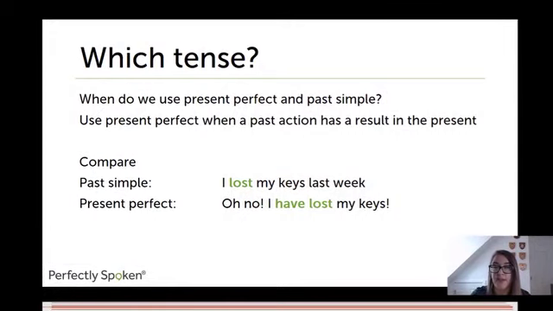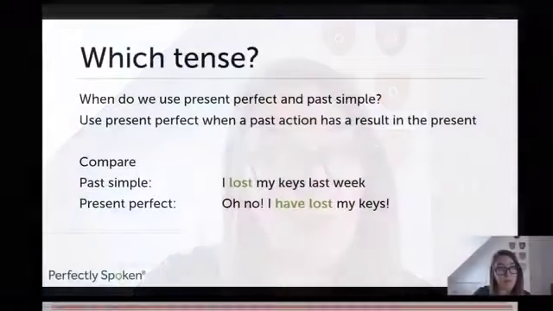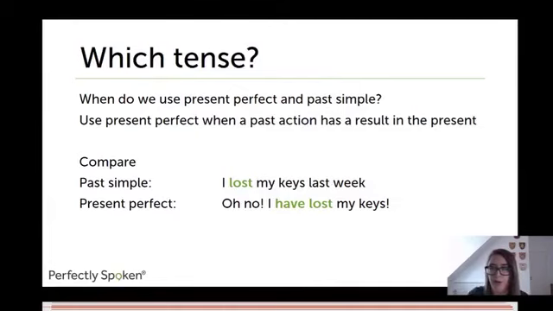We use present perfect when a past action has a result in the present. Compare. Past simple, I lost my keys last week. Because you're using the expression last week, you're saying it finished in the past. It's a completed event. But in the second example, oh no, I have lost my keys. They're still lost now. So if I can't find them, I'm looking in my bag. Where are my keys? I have lost them. I lost them in the past, but I still can't find them. So the result is in the present, and you need a present perfect tense.